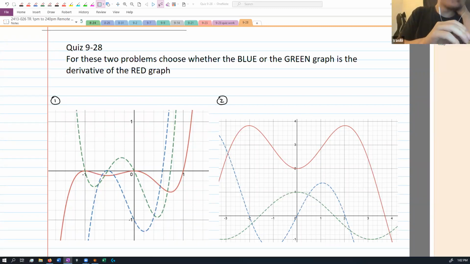Excuse me, can you repeat the question? It's written down here. For these two problems, choose whether the blue or the green graph is the derivative of the red graph.